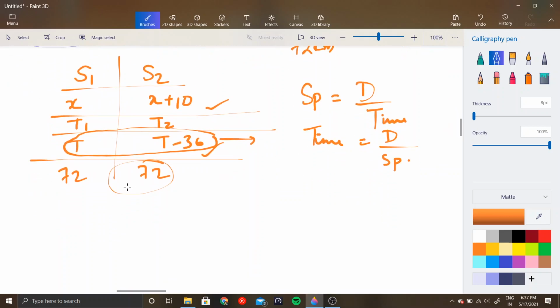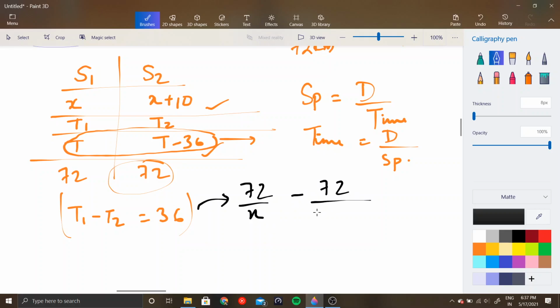Correct? Okay. So t1 minus t2 here is basically equal to 36, correct? Now what is t1? t1 is distance by speed, so 72 by x. What is t2? Again distance by speed. Now this results in 36. So now you have framed your equation. Now you need to solve your equation.